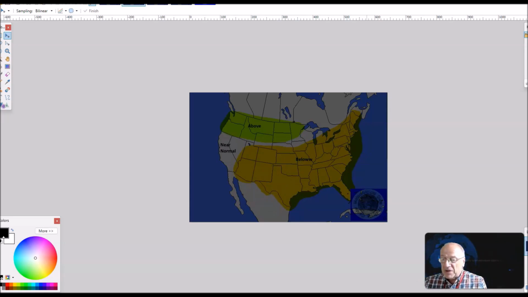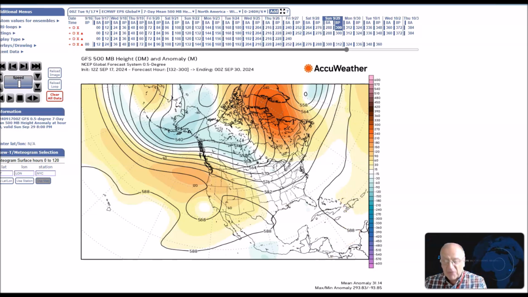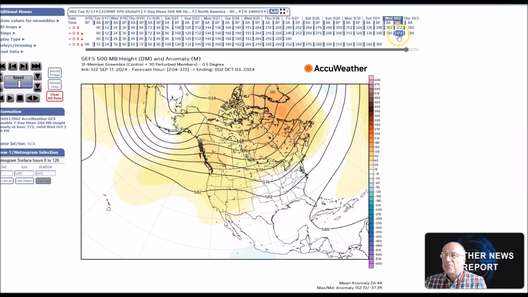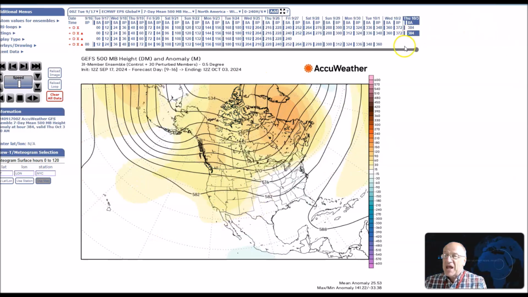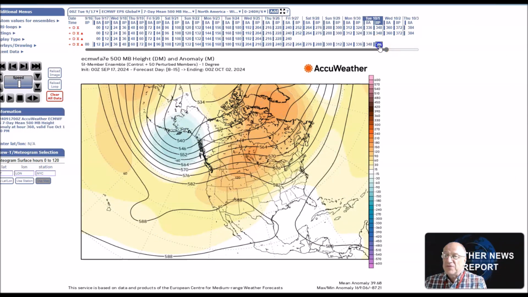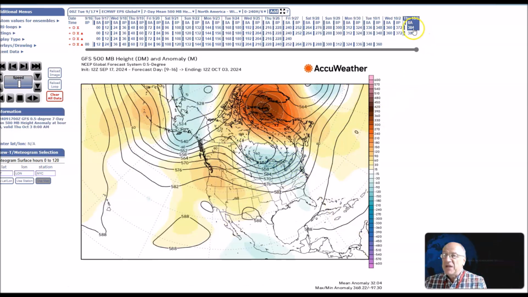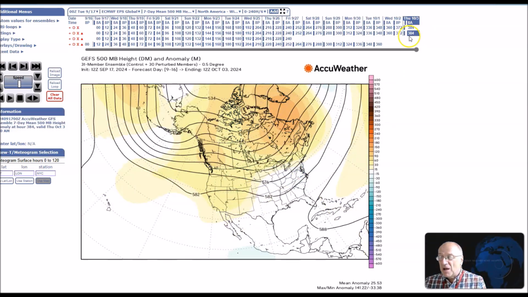Looking at the period now for September 30th to October 4th. Now we see the GFS brings this trough in as this ridge lifts to the north. But the other models have a tendency for a trough in the east, especially here. If you look at the European ensembles, here's our ridge, here's our trough right here. But the GFS remains the most aggressive with this pattern.